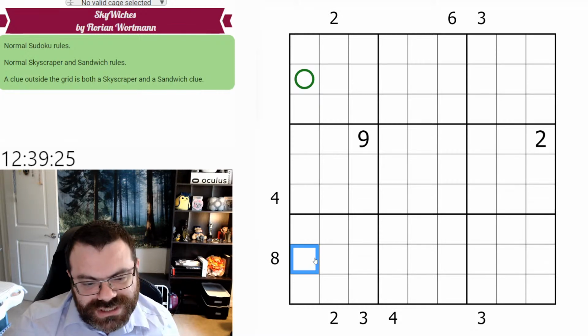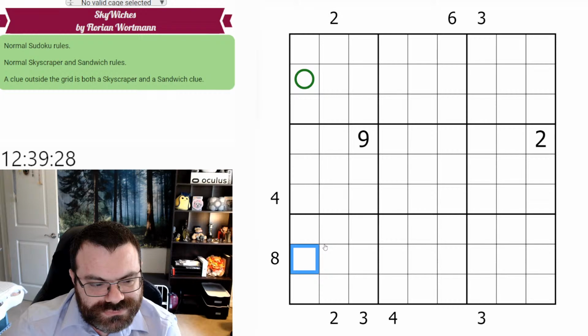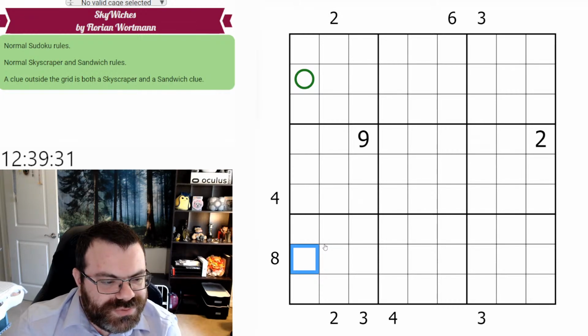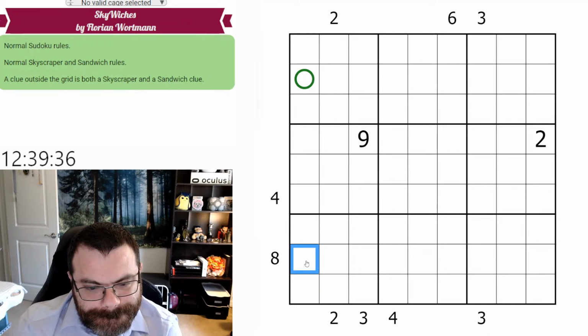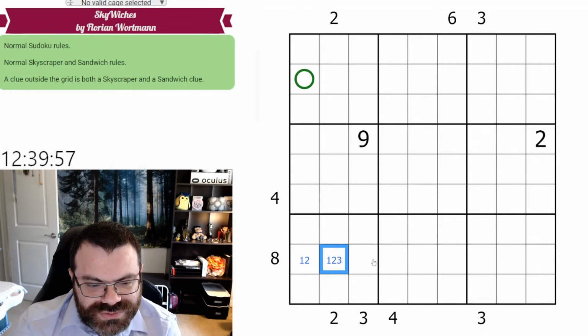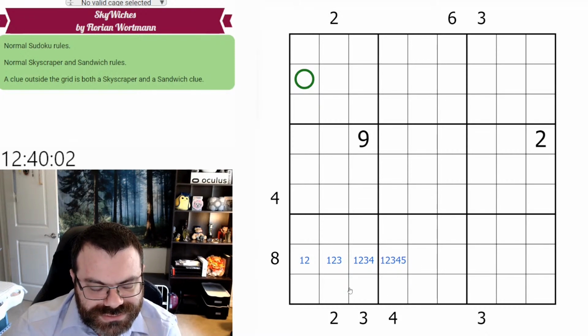This 8 is interesting because Sotek did this. This can't exceed 2, because if it was a 3, it would block the 1 and 2 and you wouldn't be able to see them. So this is 1, 2. This is 1, 2, 3. This is kind of how you can pencil skyscrapers.